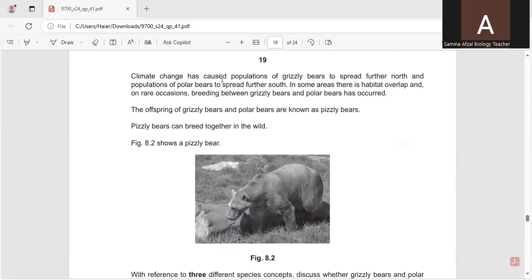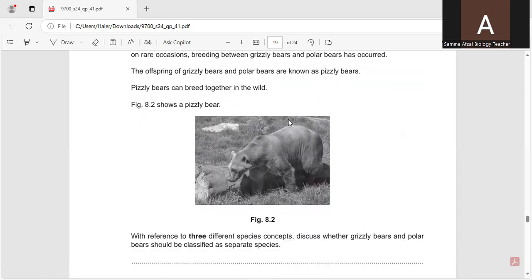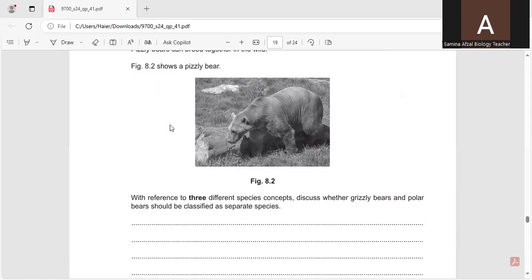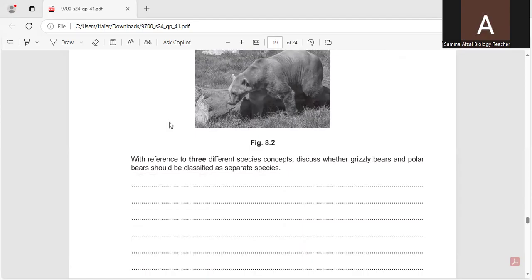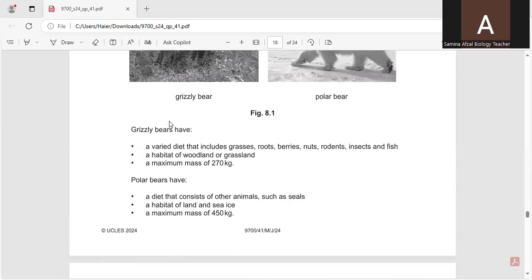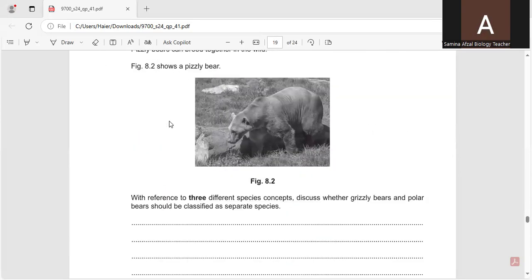Climate change has caused populations of grizzly bear to spread further north and populations of polar bear to spread further south. In some areas, there is habitat overlap and, in rare occurrences, breeding between grizzly bears and polar bears has occurred. So the offspring of grizzly bear and polar bear are known as Paisley bears. The bears can breed together in the wild. This shows a Paisley bear, which is the hybrid of the polar bear and grizzly bear.